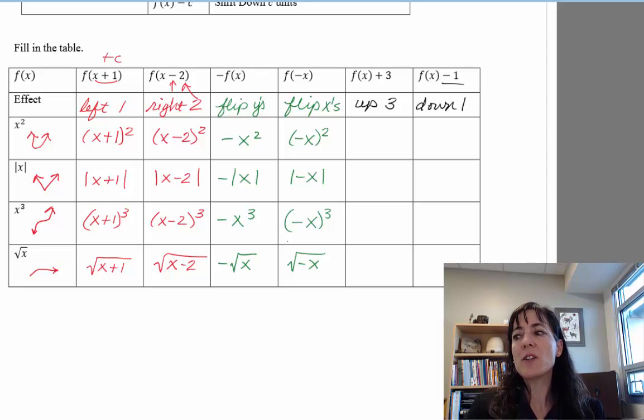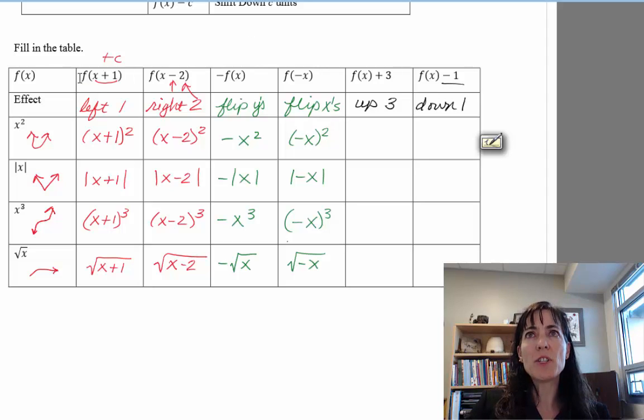And so if I come back and look at my functions, this one, do you see how the x plus 1, it's inside the function, and here it's a plus 3, but it's outside the function? That's how you tell whether it's happening to the y's or happening to the x's. When it's outside the function itself, or the parent part of the function, then it's happening to the y's, so we're going up 3. And this one is down 1 because it's happening to the y's. The y's are the things that make you go up or down as you're graphing.